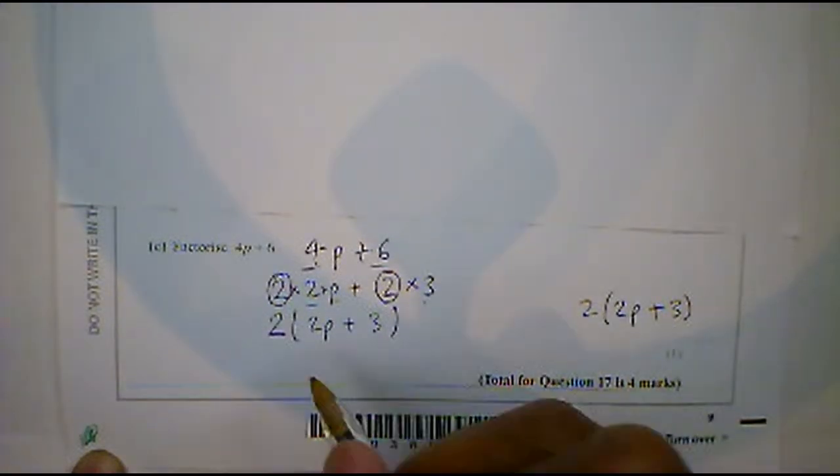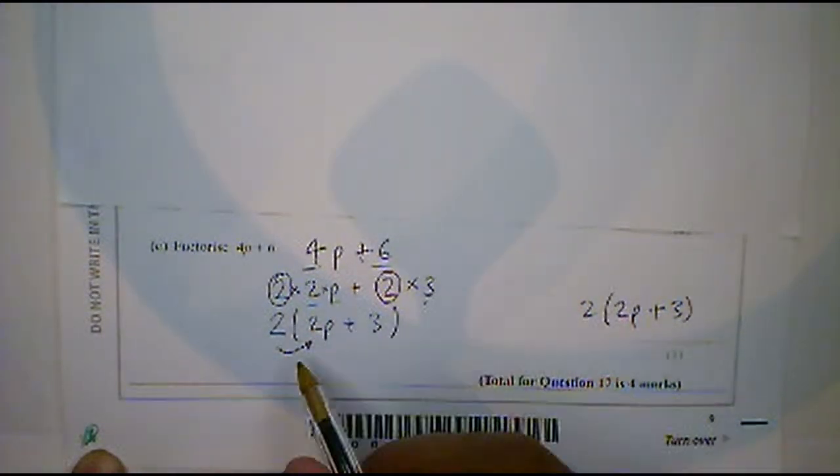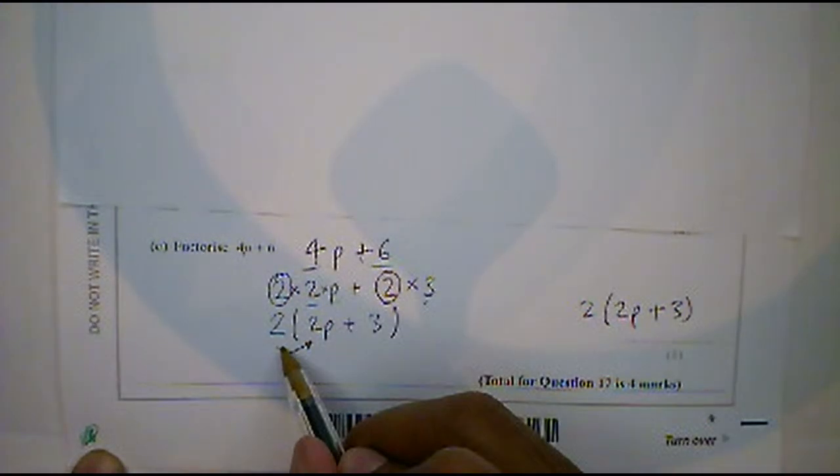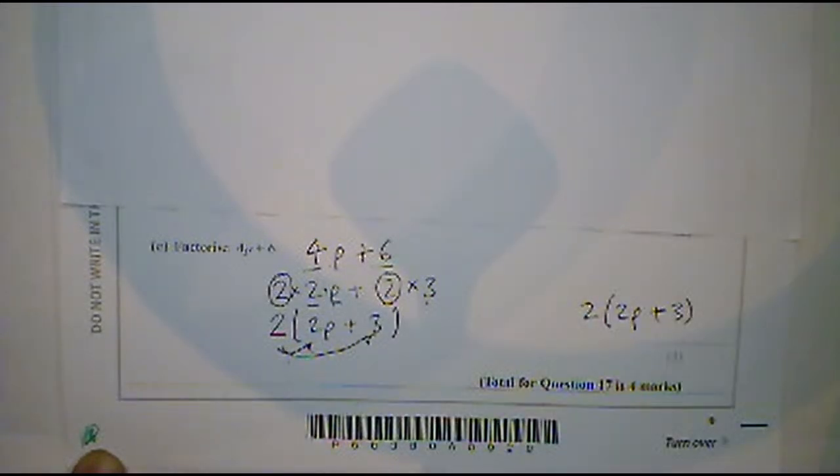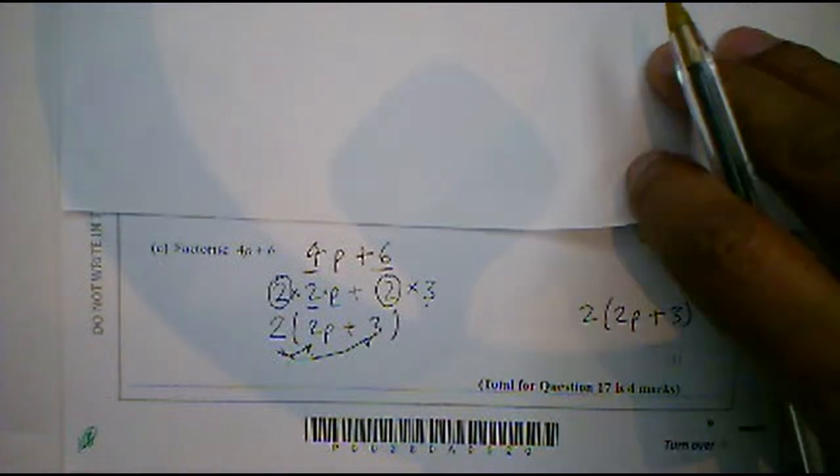And again, I can check. When I multiply this out, 2 times 2 gives me 4p, and then I've got 2 times 3 gives me 6. So that is still correct. Okay, let's go to the next question.